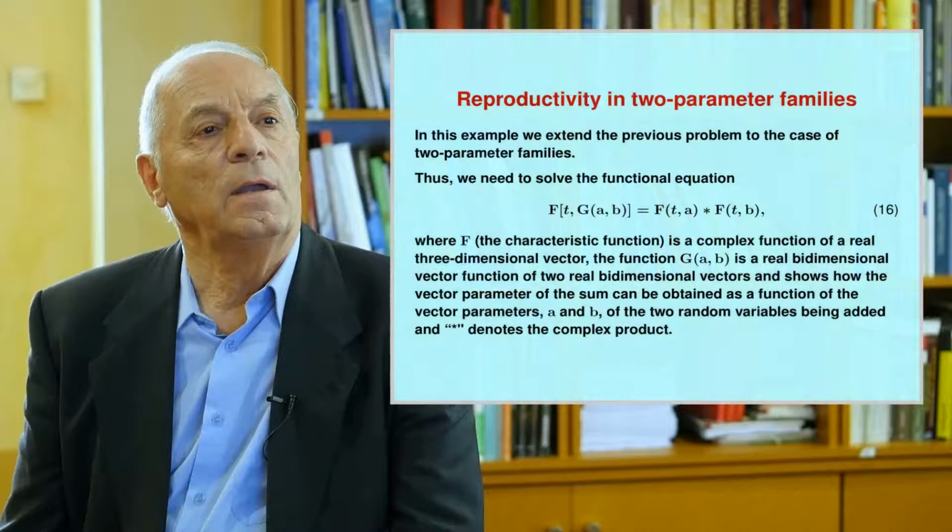In this example, we extend the previous problem to the case of biparametric families. Thus, we need to solve the functional equation in 16, where the characteristic function f is a complex function. The function g is a real bidimensional vector function of two real bidimensional vectors and shows how the vector parameter of the sum can be obtained as a function of the vector parameters a and b of the two random variables being added, and the asterisk denotes the complex product.